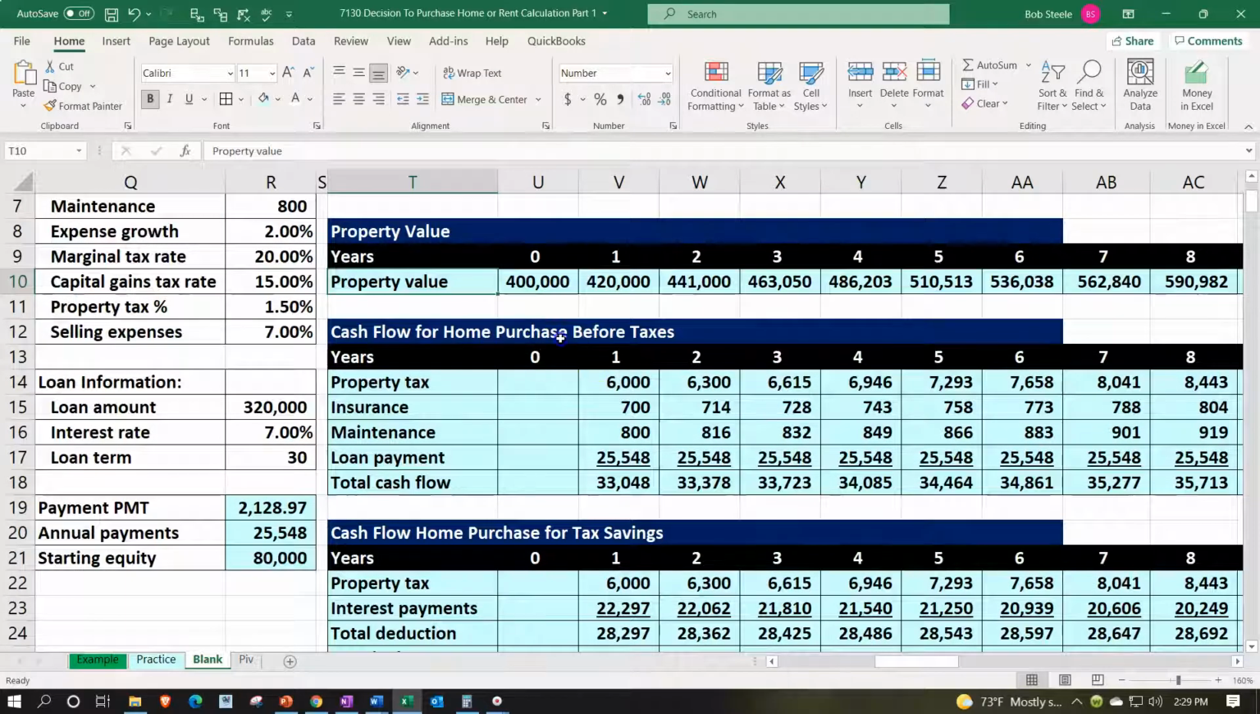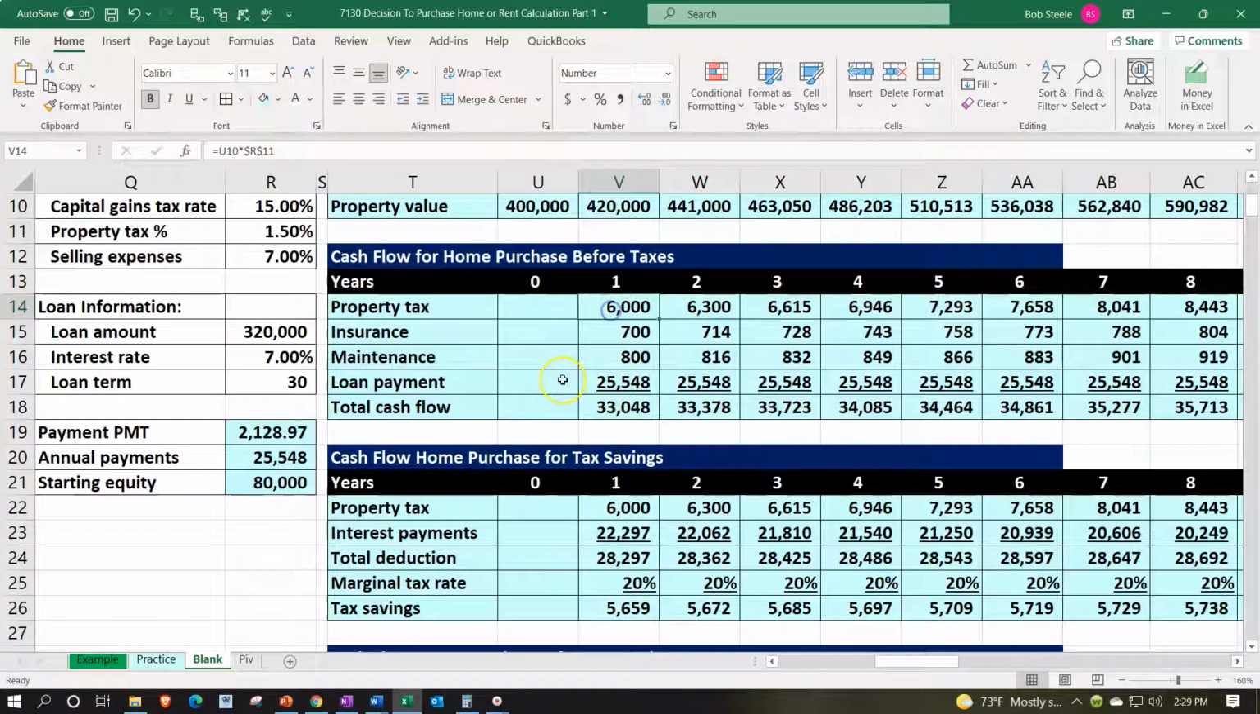Cash flow for the home purchase then. We've got the property tax value now going up substantially. So our cash flow is actually going up more substantially than it otherwise would, given the property taxes would be going up. Insurance is going up at the same rate, same with the maintenance. The loan payments then are the same, but we have that increase in the property tax, which makes it go up a little bit more significantly.